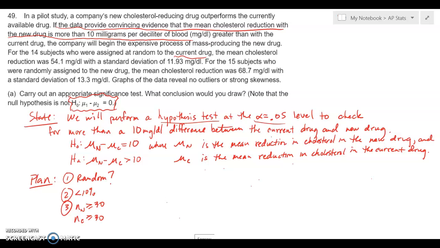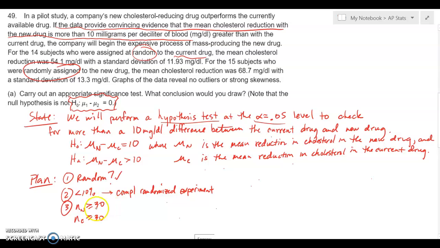First thing we want to look at is, are they randomly selected for the sample? So we've got 14 subjects assigned randomly to the current drug, 15 subjects randomly assigned to the new drug, and this is a completely randomized experiment. And so they are randomly assigned. And then the second one, a completely randomized design or experiment, allows us to say, hey, we don't need to check this less than 10% because we don't have a sample of a population. We're just performing an experiment.